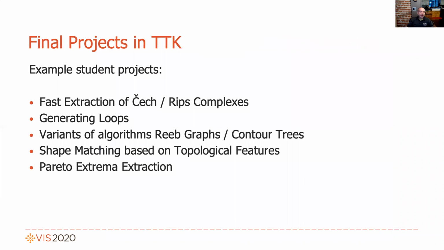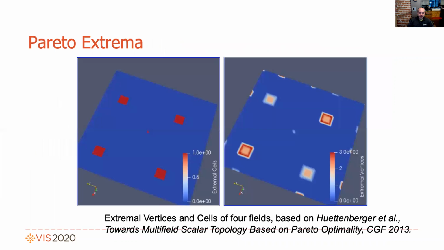Real quick, I want to talk about some of the final projects that students did in TTK. And here's just a list of some of the things that they did, which were generally either trying to do computational improvements to things, like trying to do faster extraction of the Reeb complex, or comparing variants of contour trees to the implementation in TTK, or implementing new papers along the way. And the last two, shape matching and Pareto extreme extraction, are examples of those two. And I want to highlight those.